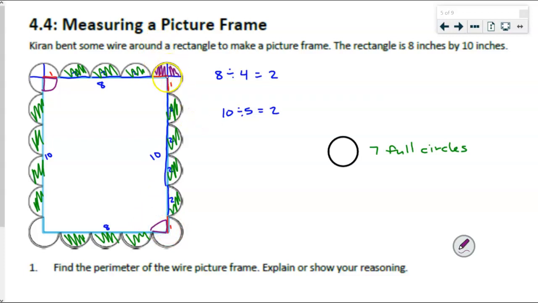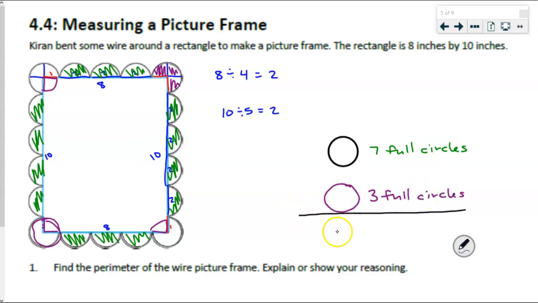And the last piece, another 1/4 of a circle, I'm going to take move down here, and then I've got a third full circle, right? All right, because that piece was moved down here, this piece was moved down there. So we really have an extra 3 full circles in those corner pieces. Altogether, how many full circles do we have? 10 full circles.